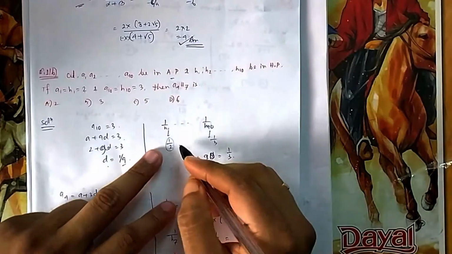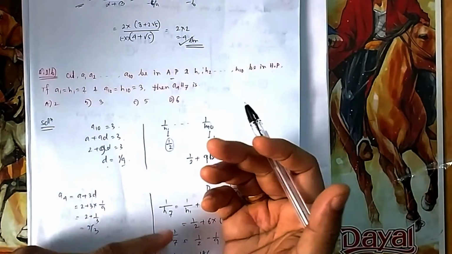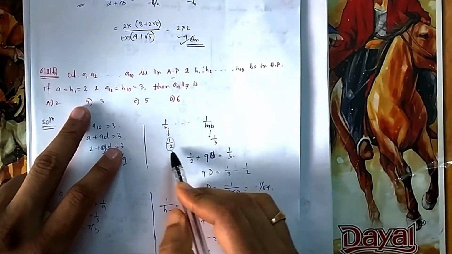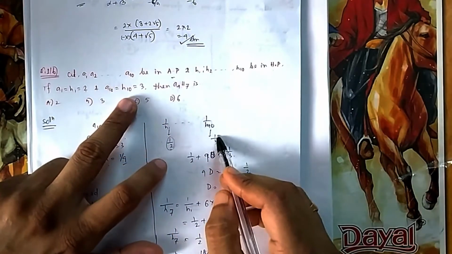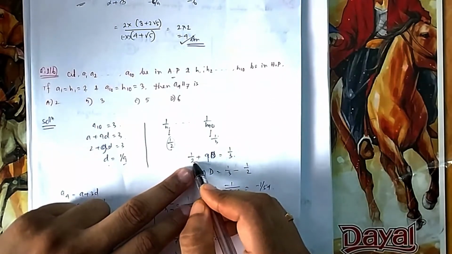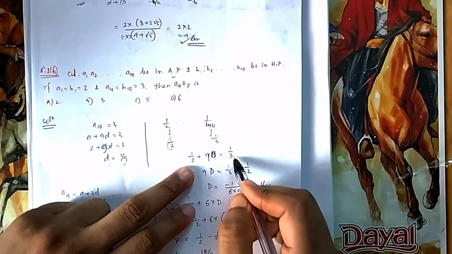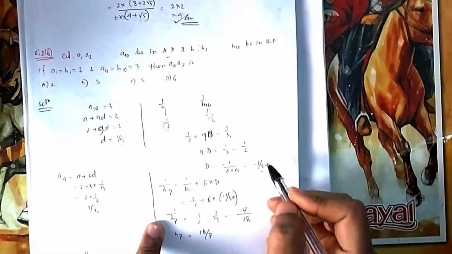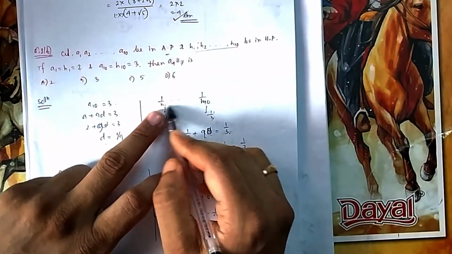Here also in h, because it is in HP, you invert it. We do HP always by inverting it, making it AP. So 1 by h1 will go to AP. This is your first term in AP, 1 by 2, and this is your 10th term, 1 by 3. So you know the formula again for AP, a plus (n minus 1)d is equal to that final term, the 10th term. So this is the first term, this is the 10th term, this is your d, but this d is for the AP, that means for the inverted one, not for h1, h2.